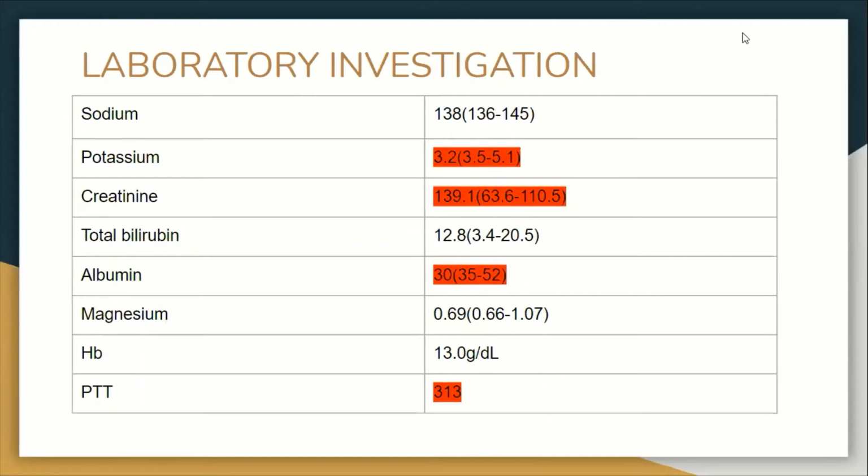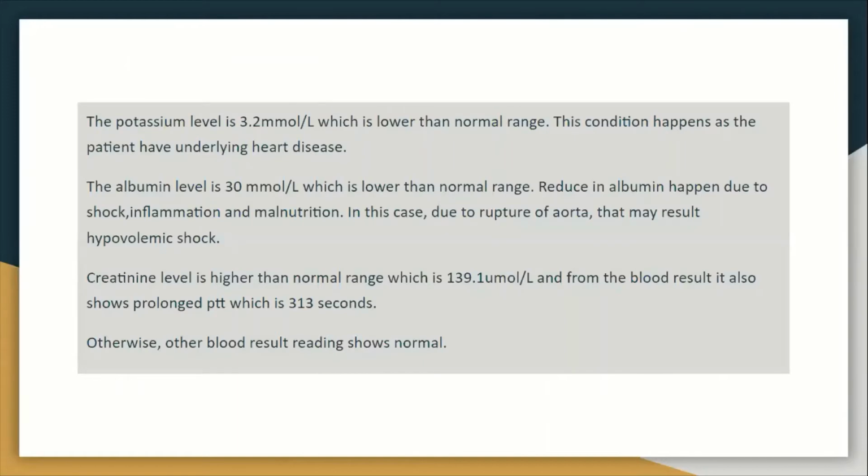Now we continue with laboratory investigation. This is the blood result for this patient. The potassium level is 3.2 millimole per liter, which is lower than the normal range. This condition happened as the patient has underlying heart disease.